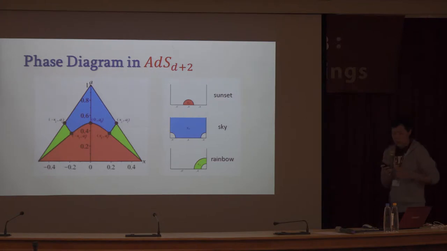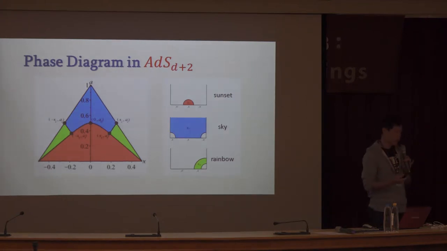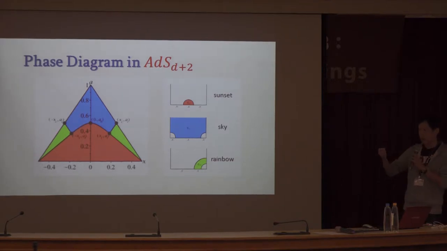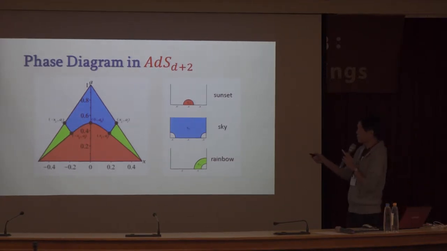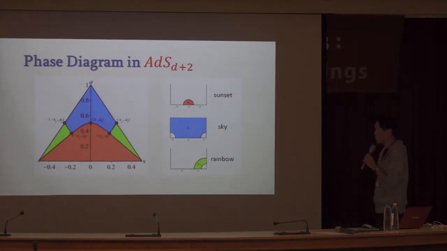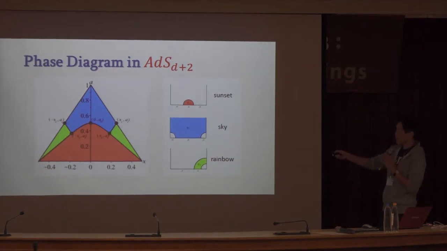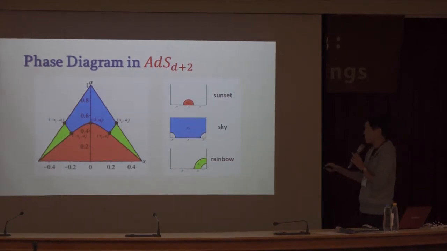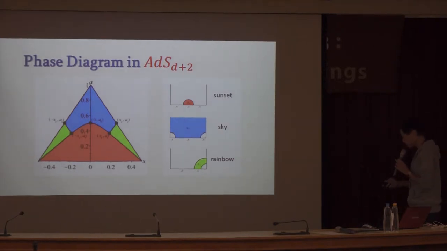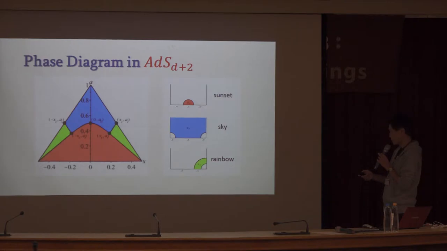Since these three phases depend on the size of the region and the position of the region, we can calculate that and plot this phase diagram. This is A, the size of the region. When A is very, very small, we're always in the photon phase. For A very large, we're always in the sky phase. And between them, we have the rainbow, which means medium A but very close to X or minus X, so very close to the boundaries. So altogether, we have this diagram. And that's for the AdS case.